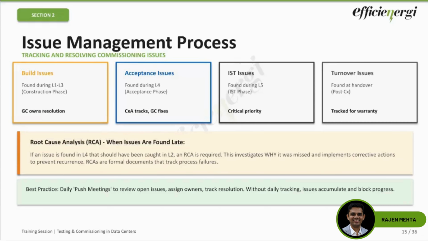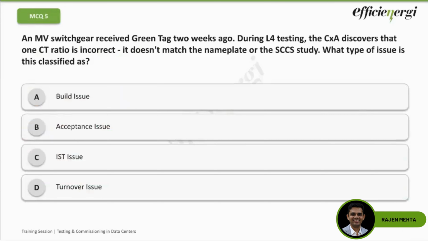So let's move to section 3 now. Specific electrical systems testing. Before which, very quick MCQ again.